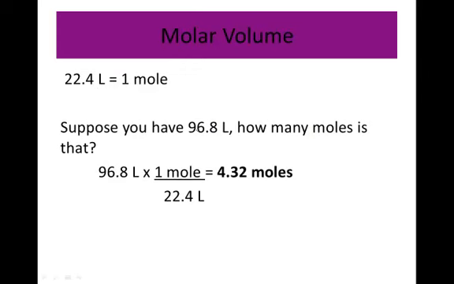So suppose you have 96.8 liters, we could figure out how many moles that is. So if we take our 96.8 liters and we use that 22.4 liters is in each mole, we'd take 96.8 liters divided by the 22.4 liters and we would get 4.32 moles. We could also work this problem backwards. If we had moles and we wanted to find liters, then we would simply multiply by 22.4.